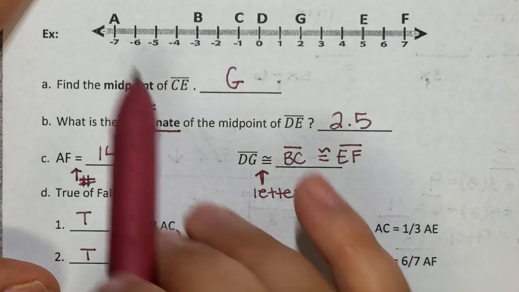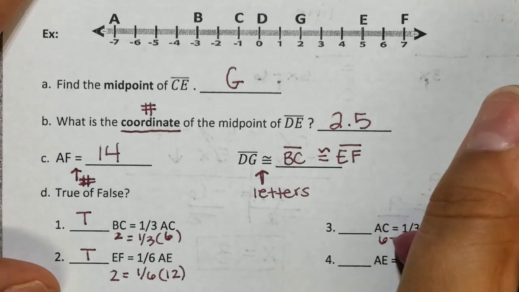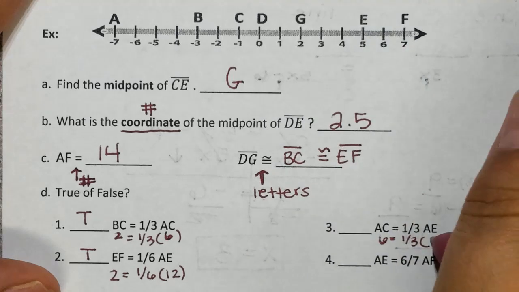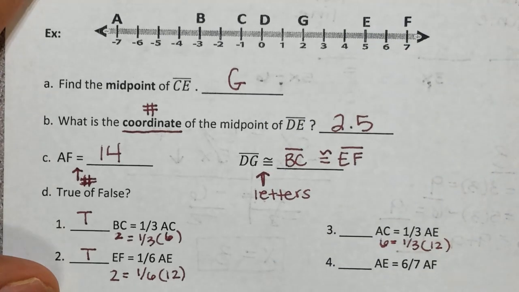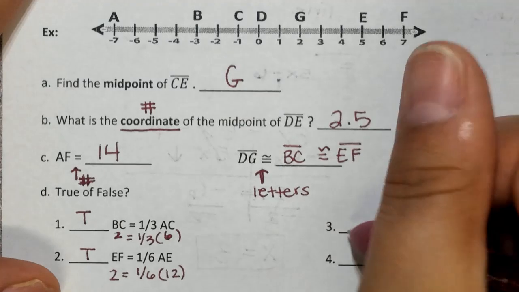AC. AC is 1, 2, 3, 4, 5, 6. AE is 12. Is 1/3 of 12 6? No, that's false.